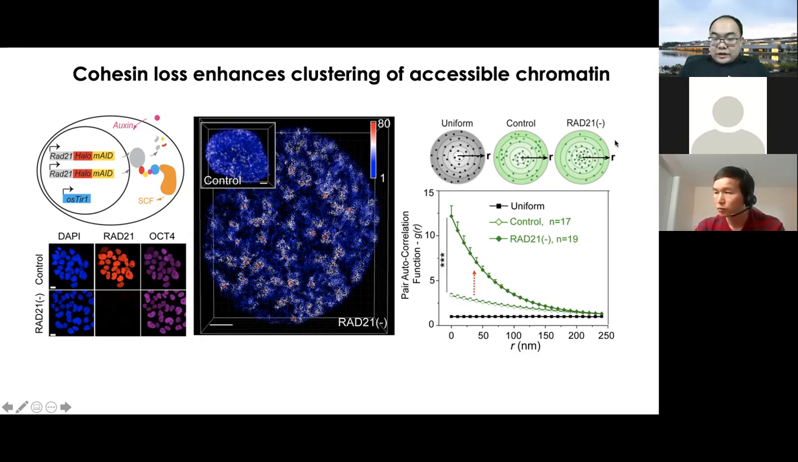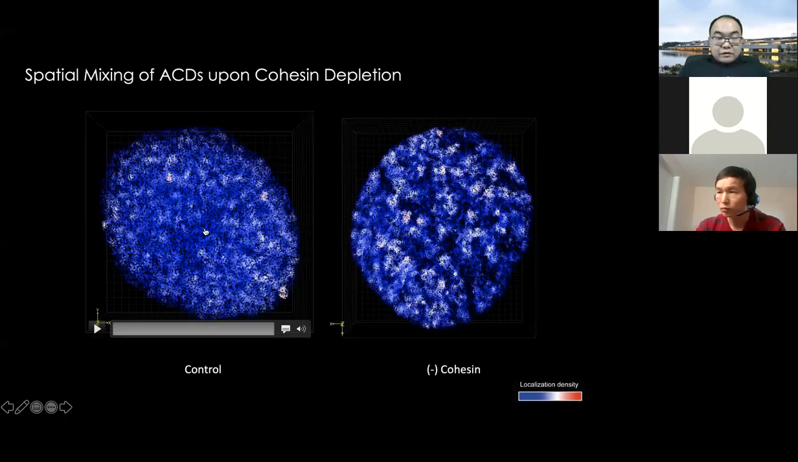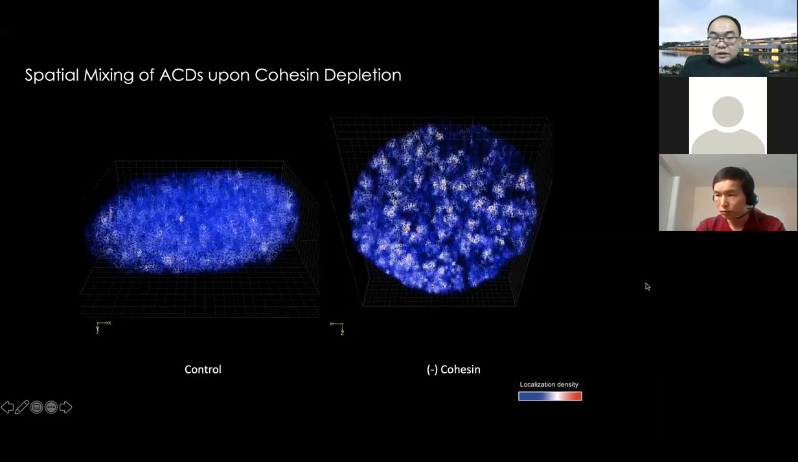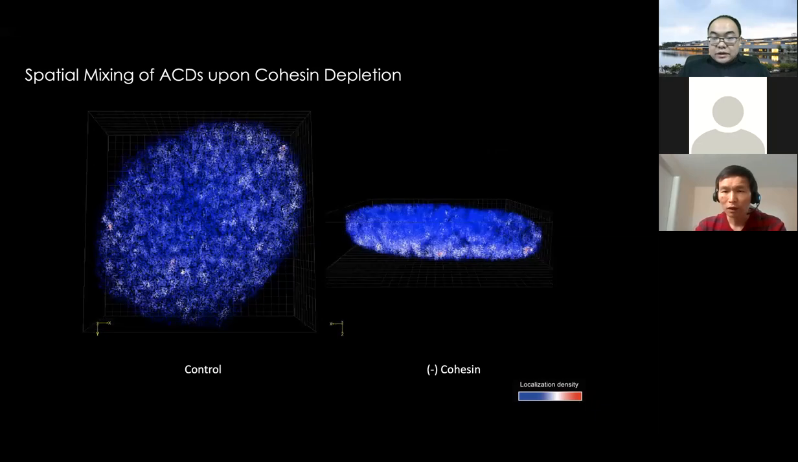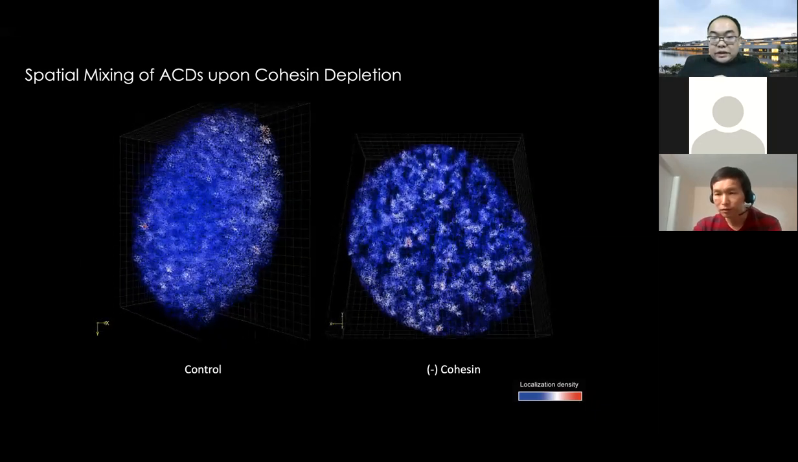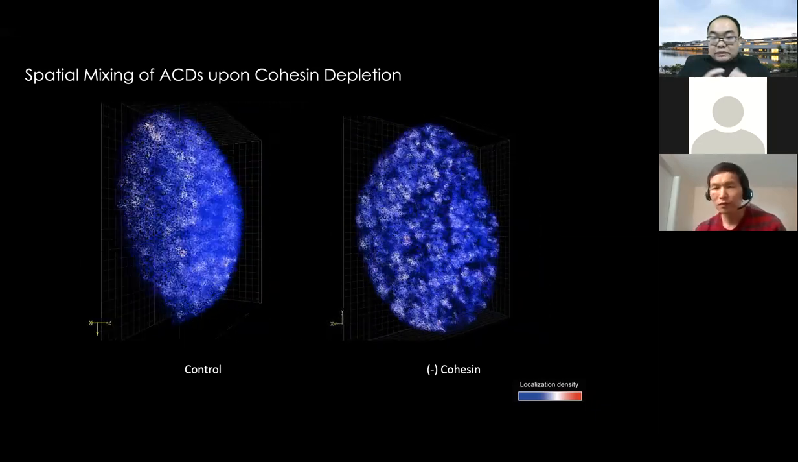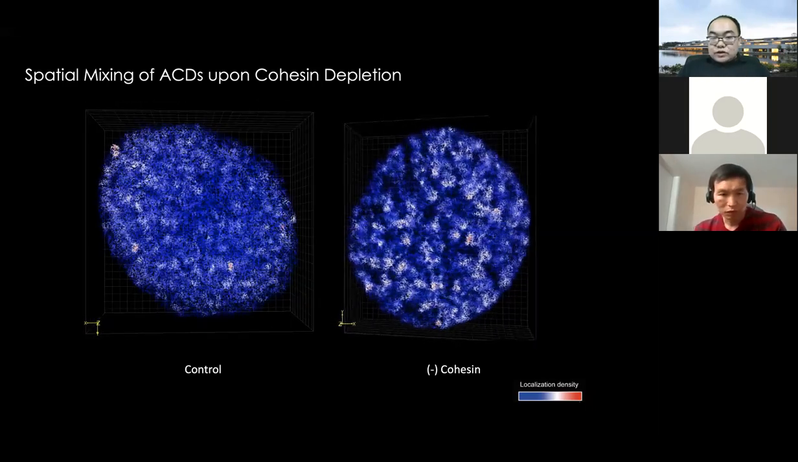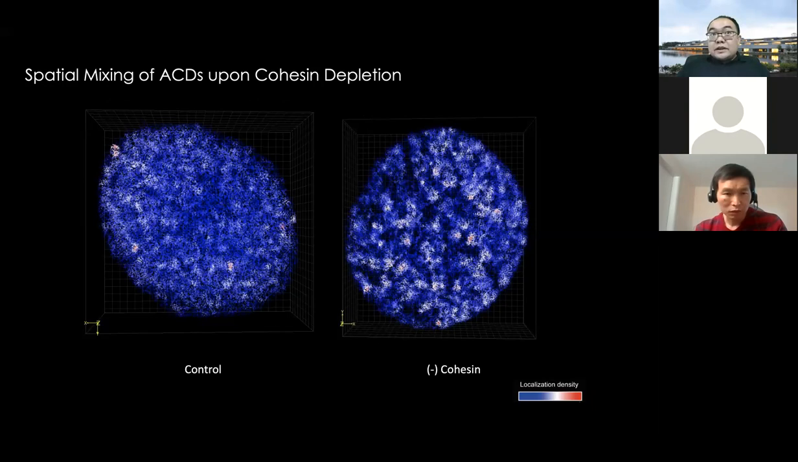Here I just give you a single cell view. Here is a wild-type cell, and here is after we deplete the cohesin molecules from the cell. This accessible chromatin starts to mix in space and form these higher density and much more connected accessible chromatin structures in single cells.